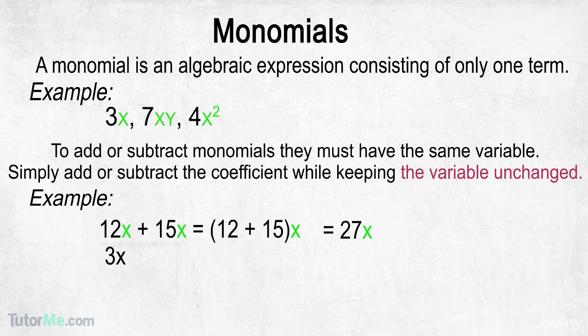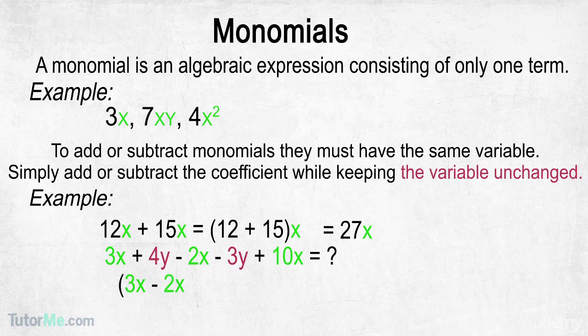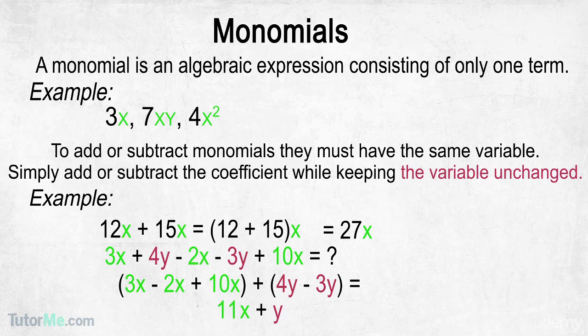Let's try 3x plus 4y minus 2x minus 3y plus 10x. Remember, you can only add monomials that have the same variable. So in this case, we would add together the terms with x and add together the terms with y. So let's rewrite the expression as 3x minus 2x plus 10x plus 4y minus 3y. This simplifies to 11x plus y. And that will be our final answer, as we can't combine terms with different variables, which are x and y.